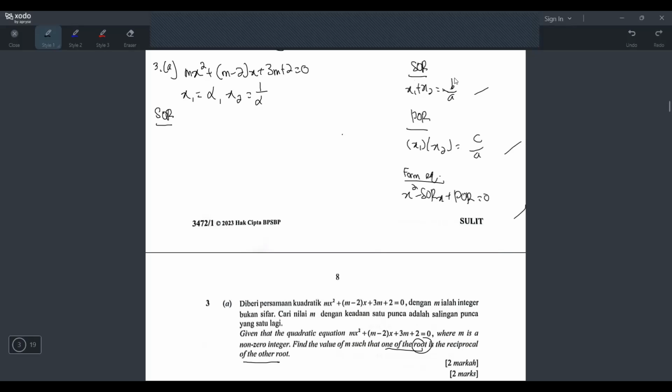Okay, so now let's use the SOR formula. What is the SOR? x1 plus x2 equals negative b over a. So what is the x1 plus x2? Alpha plus 1 over alpha equals negative b over a.